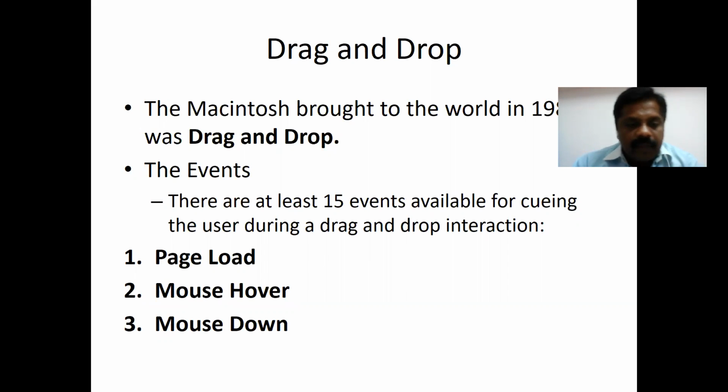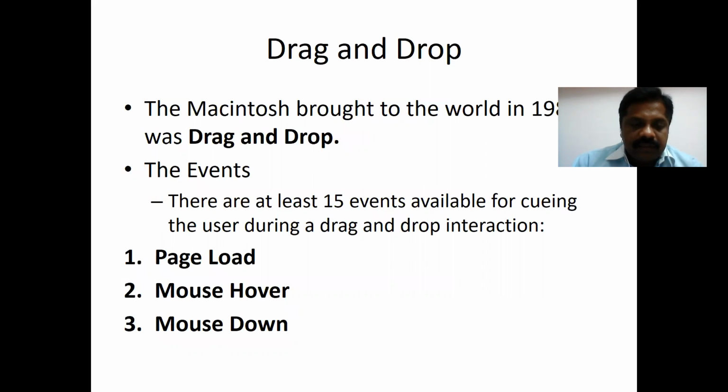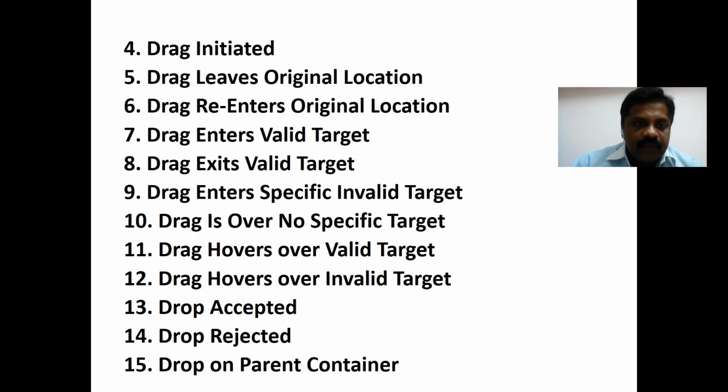The first, page load, is when we open a page. Mouse over is when we move the mouse to some other position, like any icon or image or photo or text or link, whatever we have on the top page. Mouse down is nothing but clicking a mouse button. Next, drag initiated. Once the mouse button is down, we initiate the dragging operation.